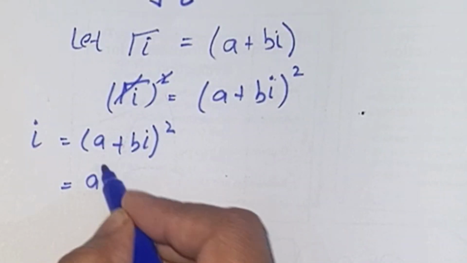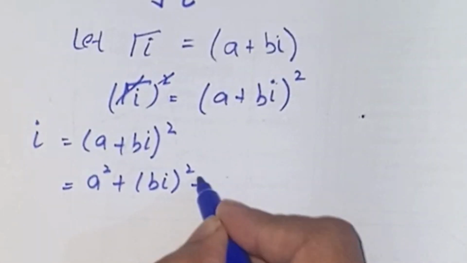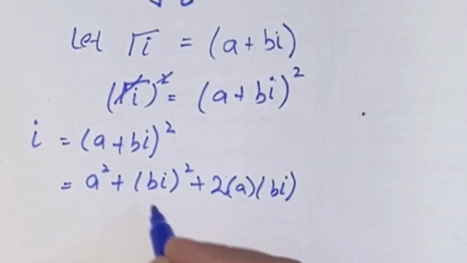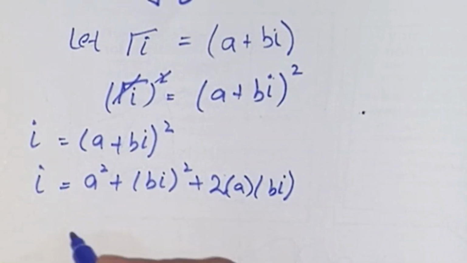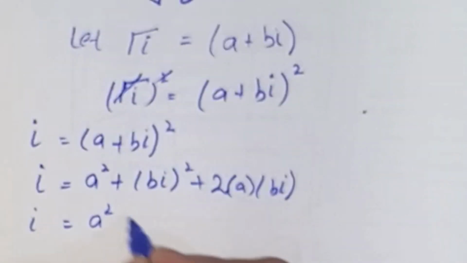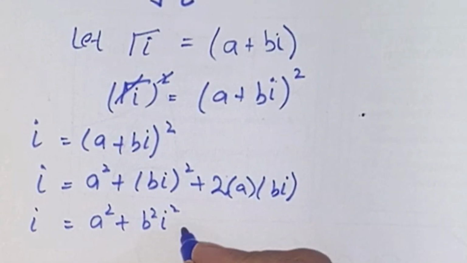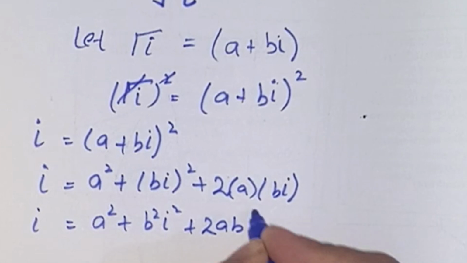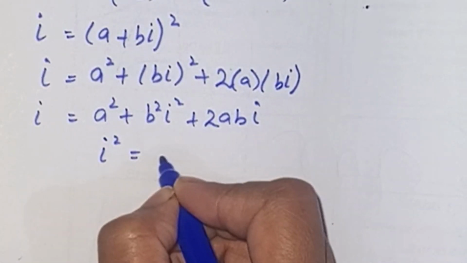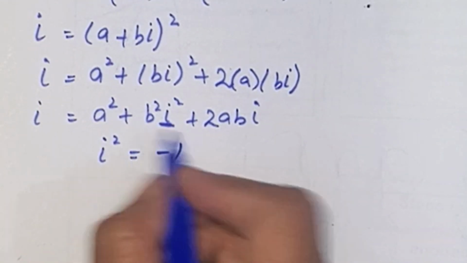So this will become a square plus b square iota square plus 2 times the product of a and b iota. And the left hand side is iota. Now we solve the right hand side. And we know that iota square is equal to minus 1, so we replace iota square by minus 1 and we copy the remaining values.